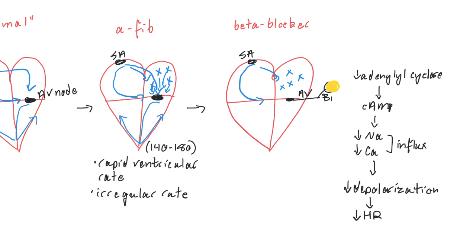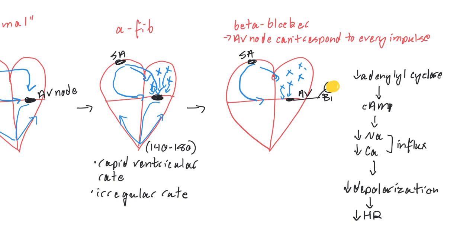So when we give a beta blocker, that means the AV node can't respond to every impulse. It can still respond to some impulses, but not to all of them. So the AV node is going to keep getting hit. So it's not a rhythm controlled drug. It doesn't change the dysrhythmia, it changes the ventricular response.